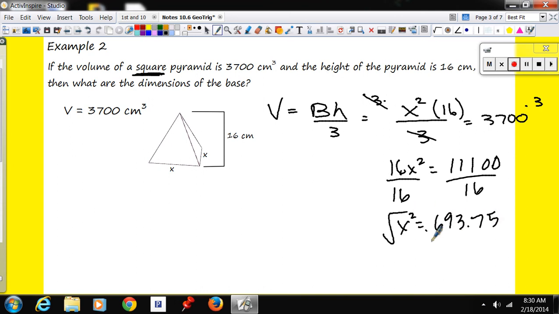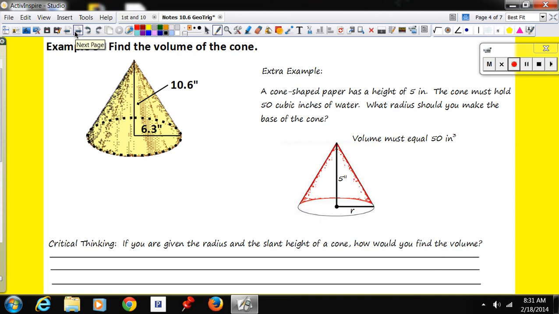Then you're going to square root both sides. So 693.75, and the square root of that is 26.3. So the pyramid would have a square base. They'd both be 26.3 on all four sides. So those are pyramids. That would be finding a dimension. The other one was finding the volume. You use the same formula. If they give you volume, you can use the volume formula. Okay, moving to the cones.